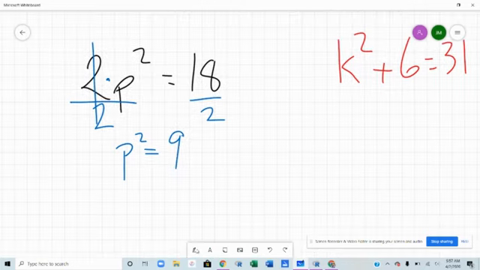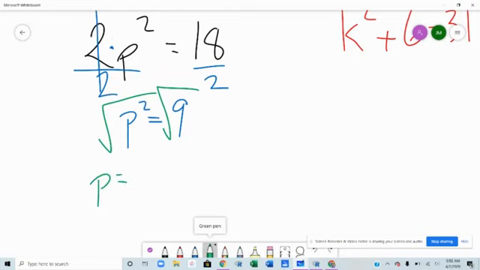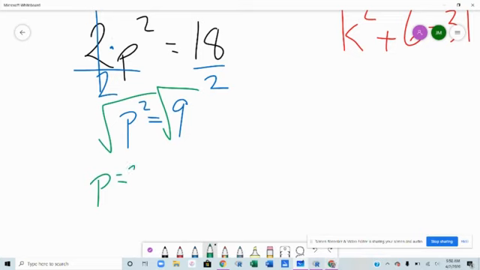Now we're back to our very simple last step that we need to do. We have a squared. You get rid of your squared by square rooting. Square root both sides. P equals, what's the square root of 9? Either Desmos or what number times itself gives you 9. That is 3. Or when you square root, you get your other answer, negative 3.